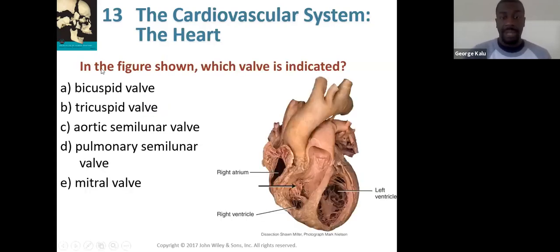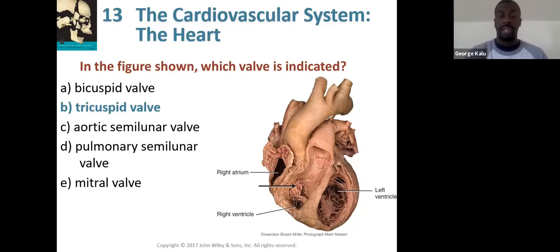Now we have our next question. In the figure shown, which valve is indicated? Is this the bicuspid valve, the tricuspid valve, the aortic valve, the pulmonary valve, or the mitral valve? We're looking in between the right atrium and the right ventricle. So take a minute there. This one would be the tricuspid valve.